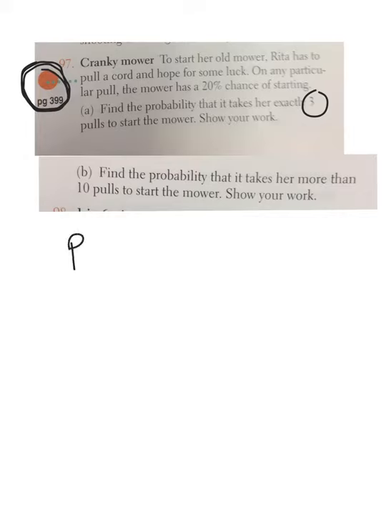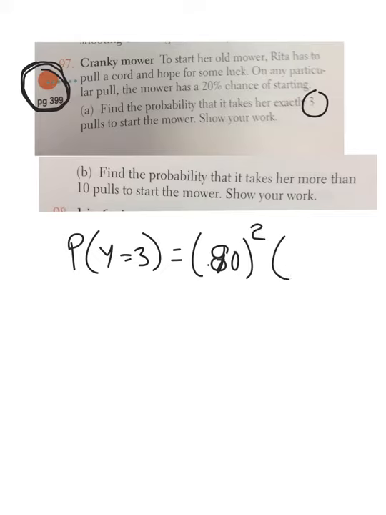So the probability that Y is equal to 3. Well, let's see, 3 times, right? So there's an 80% chance of not starting it, which means you would have to do that twice, and then on the 3rd pull, she starts it. There you go. That's how we figure out the probability.